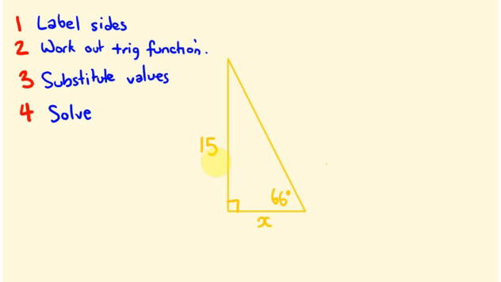So first off, let's label the sides here. We have the long side here, it's the hypotenuse. That's the one we're not going to use, eh? We have the opposite to our angle here. This is the opposite. And the other one, which is running alongside, is the adjacent. So we've labelled our sides.